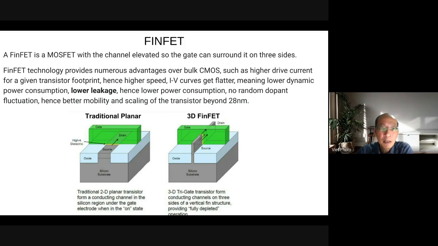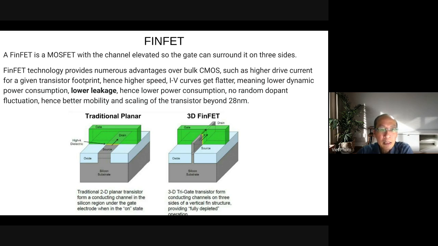You can see that from here is the traditional planar, which is the MOSFET. So you have the gate here, and you have a source and drain. The current goes this way from source to drain, and you have the width here, right? And the gate length.